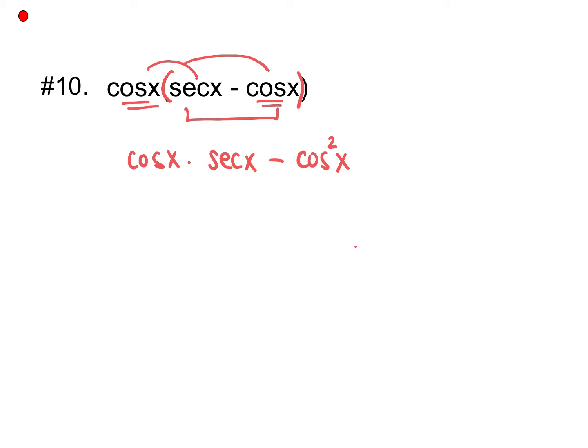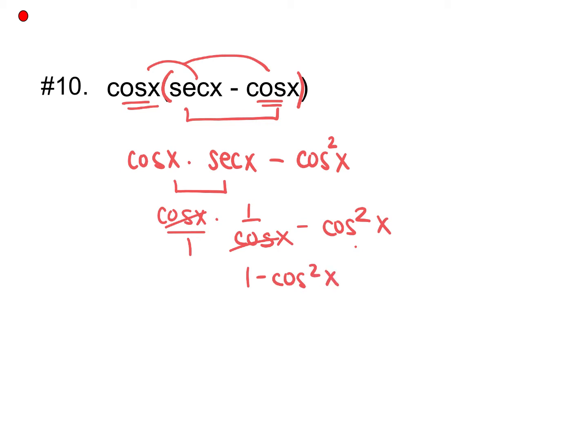And now I can put everything in terms of sine and cosine. So I'm going to take and put this in terms of cosine. And this is 1 over cosine. And look at this. My cosines simplify away. And what I get is 1 minus cosine squared.